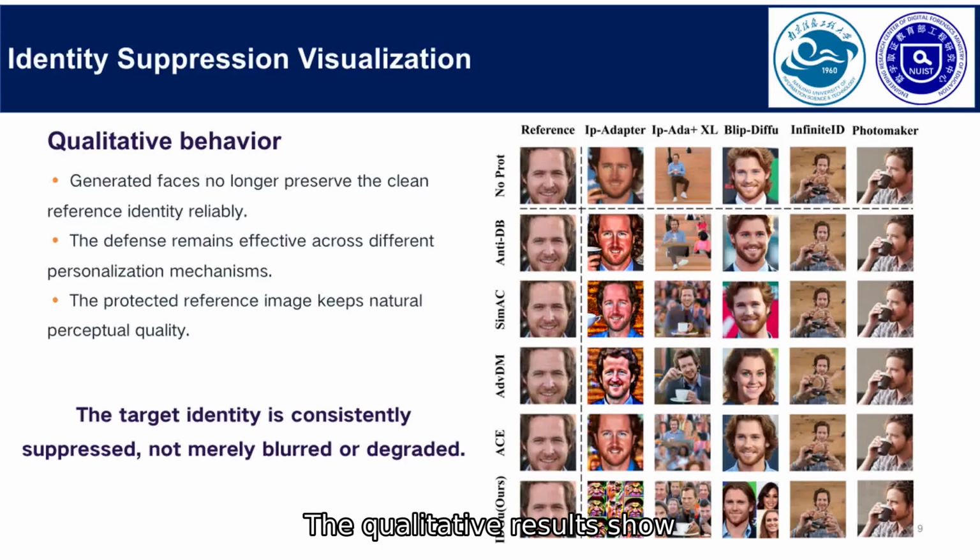The qualitative results show that unprotected references often lead to generated faces that preserve the original identity. After applying ID Guardian, the generated faces drift away from the target identity. Importantly, the protected reference image remains natural, so the defense suppresses identity, rather than simply degrading the input.